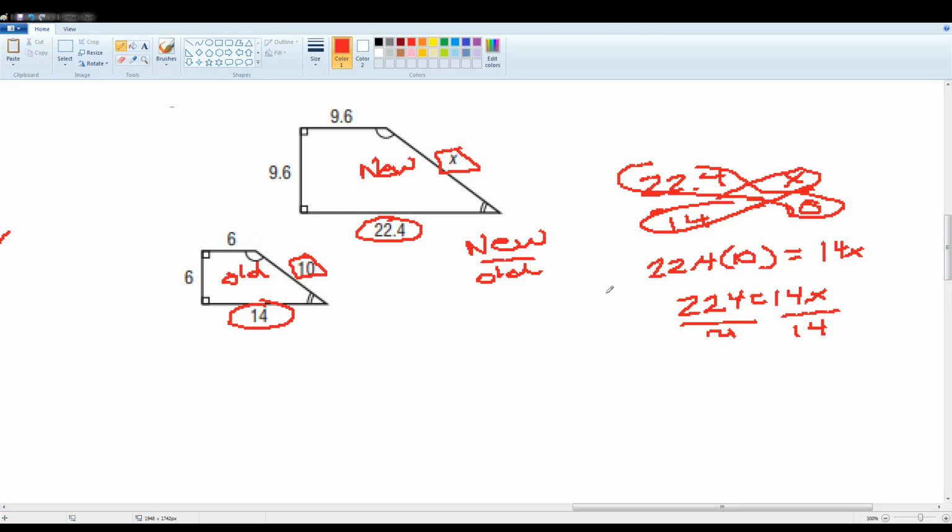All right, so on this problem, when I do 224 divided by 14, that's where I would either take out a calculator or do long division. For the interest of time, I'm going to just use a calculator. 224 divided by 14 is equal to 16. So x here equaled 16.